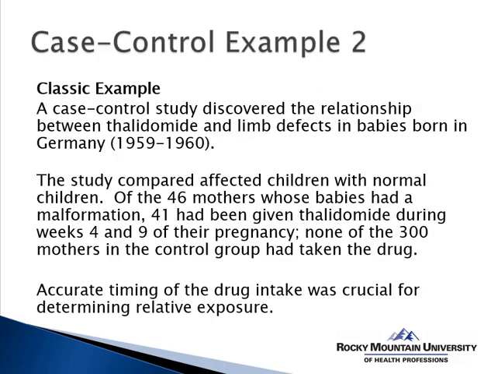Another case control example discovered the relationship between thalidomide and limb defects in babies born in Germany between 1959 and 1960. The study compared affected children with normal children. Of the 46 mothers whose babies had a malformation, 41 had been given thalidomide during weeks 4 and 9 of the pregnancy. None of the 300 mothers in the control group had taken the drug. And so it was important in that interview process to know not only if they had taken the drug, but when the drug was consumed. That was crucial for determining relative exposure.